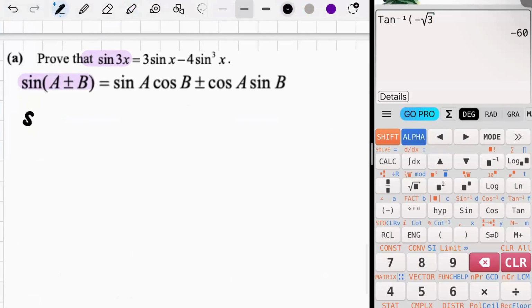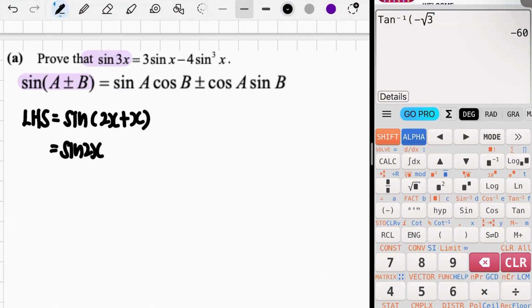So this one here, if I were to write down the left hand side, it is actually sine 2x plus x. So open it up. Even though usually we start from the complicated side, when you're seeing addition, use the sine 3x expansion to open up. So this one here will be sine 2x cosine x plus, you know how to see the signs? We are plus, so we are using the sign on top. Cosine 2x sine x.